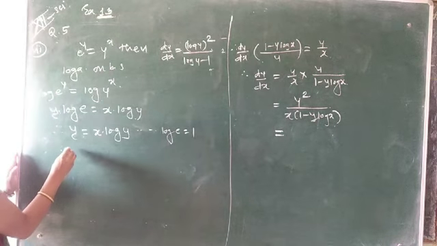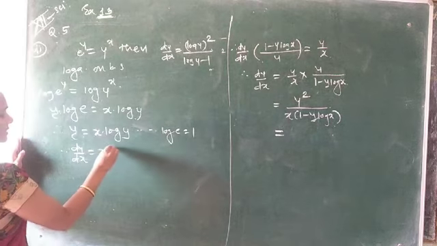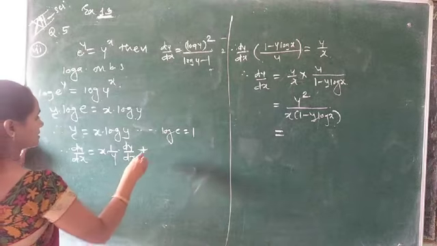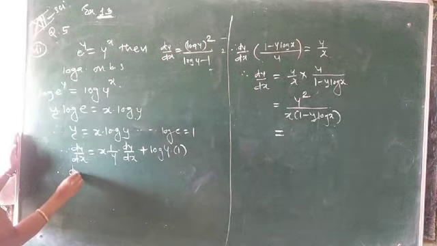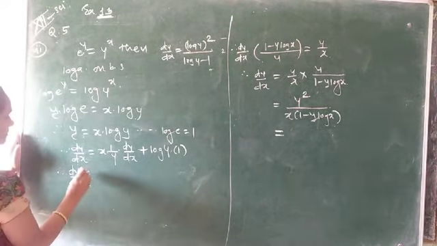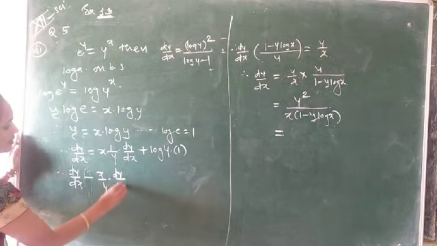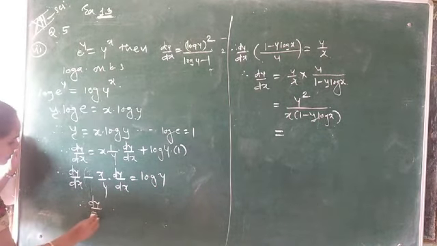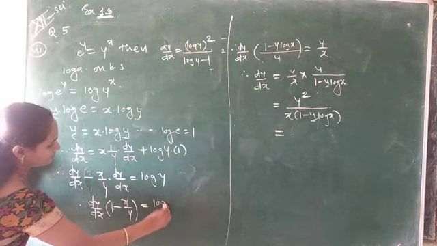Therefore, differentiate with respect to x. x as it is, the derivative of log y is 1 upon y into the derivative of y, dy upon dx, plus log y as it is into the derivative of x, which is 1. Therefore, dy upon dx into 1 minus x upon y is equal to log y. Now take dy by dx common. In the bracket, 1 minus x upon y is equal to log y.